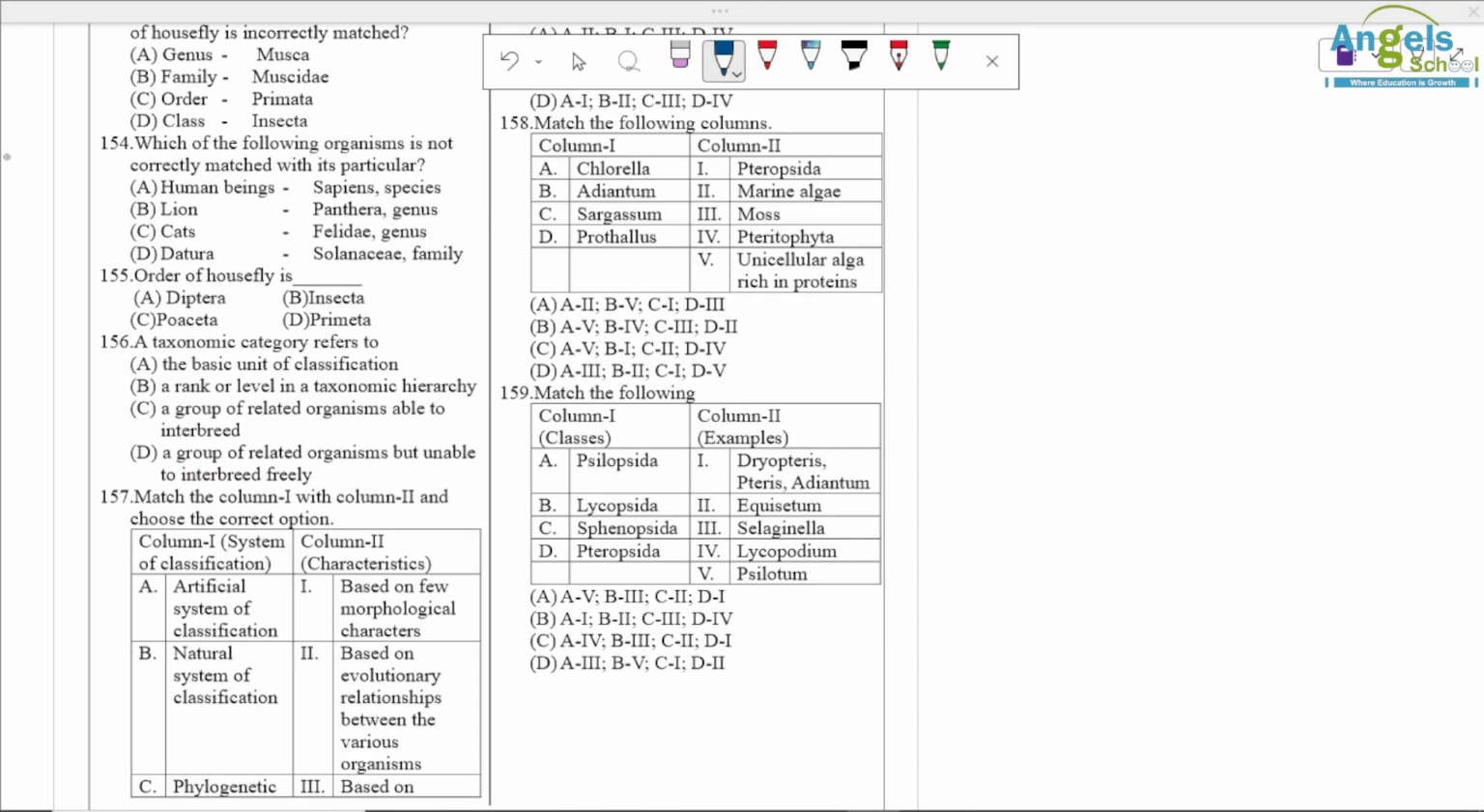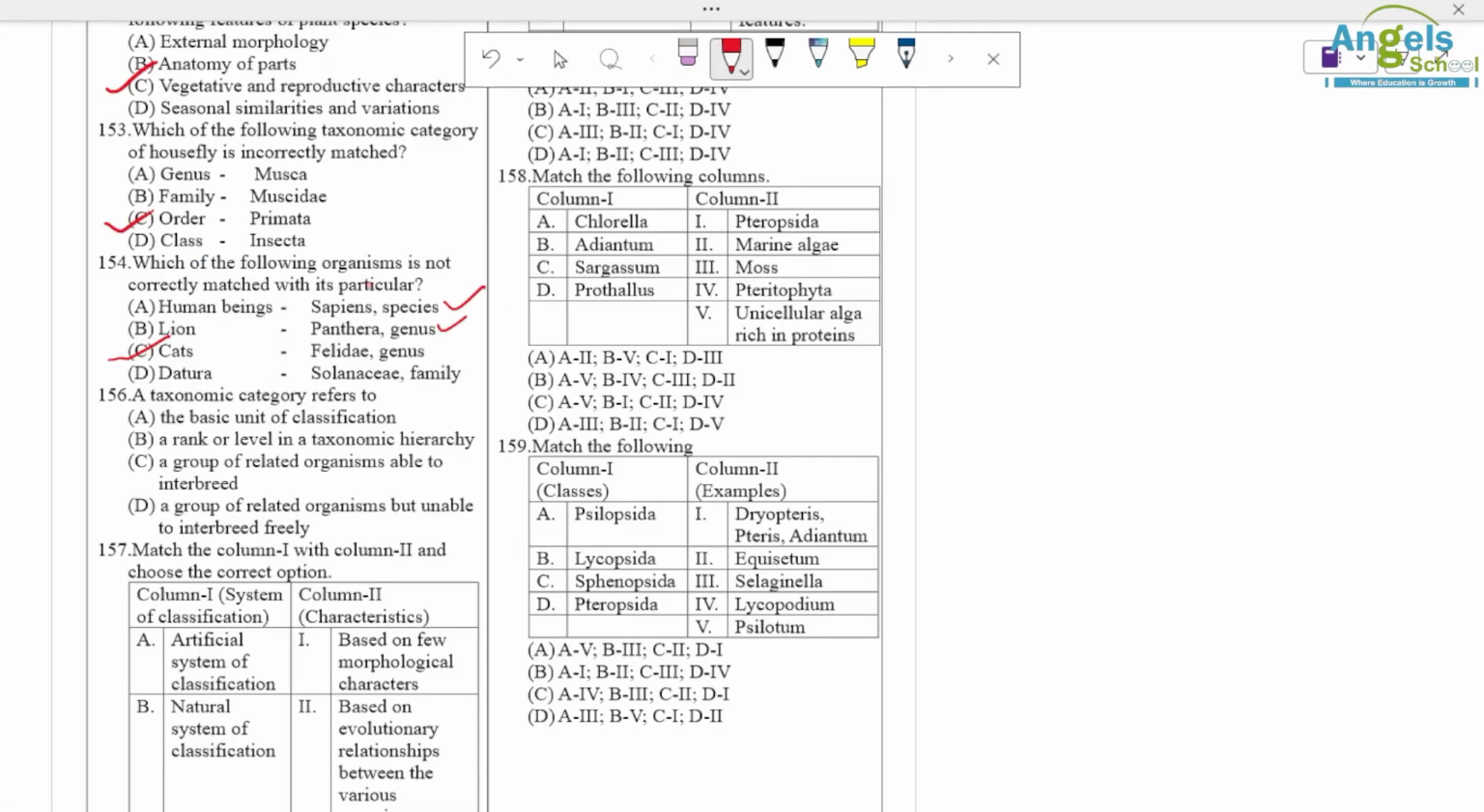Question number 155. Order of housefly is. Options are Diptera, Insecta, Polypoda and Primata. So the correct answer is A, Diptera. Question number 156. A taxonomic category refers to a rank or level of taxonomic hierarchy. So option B is correct.